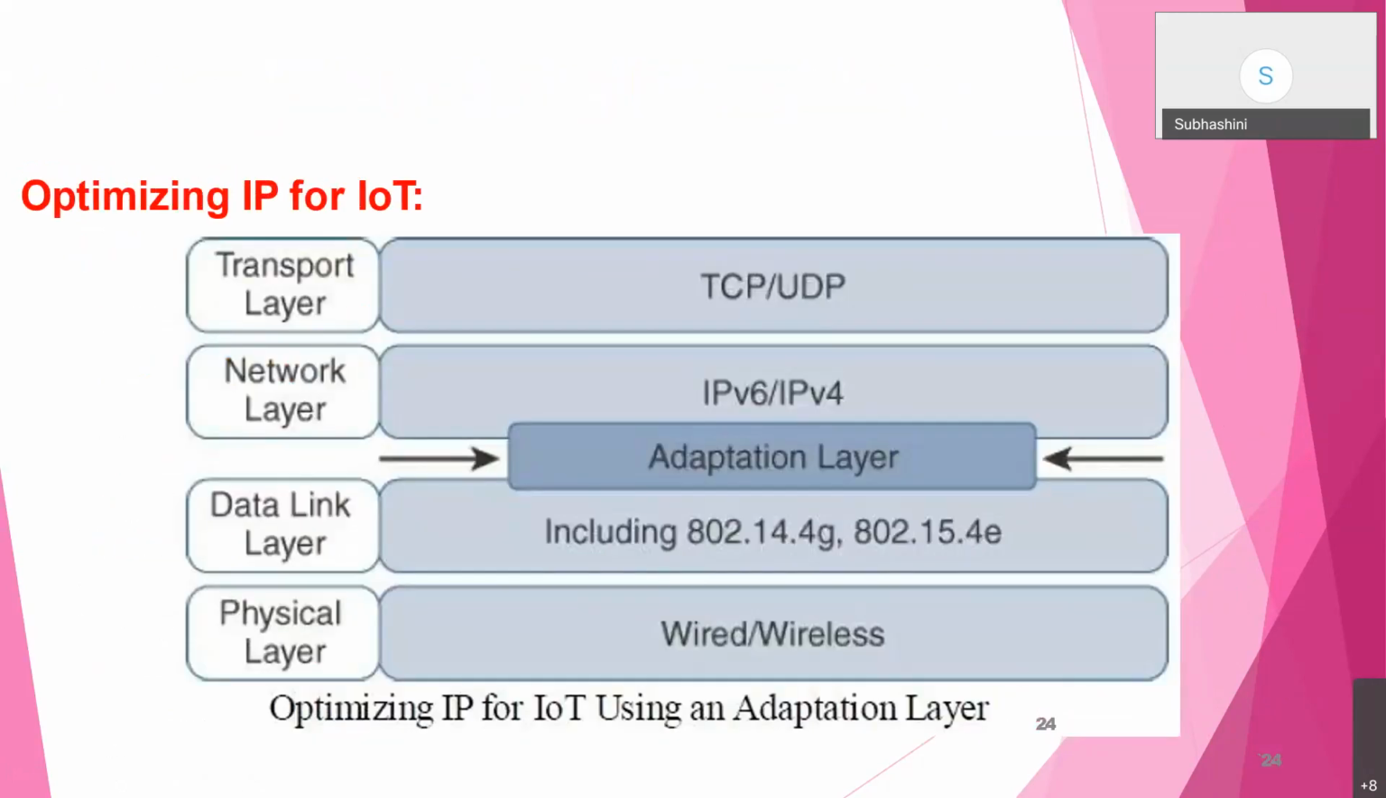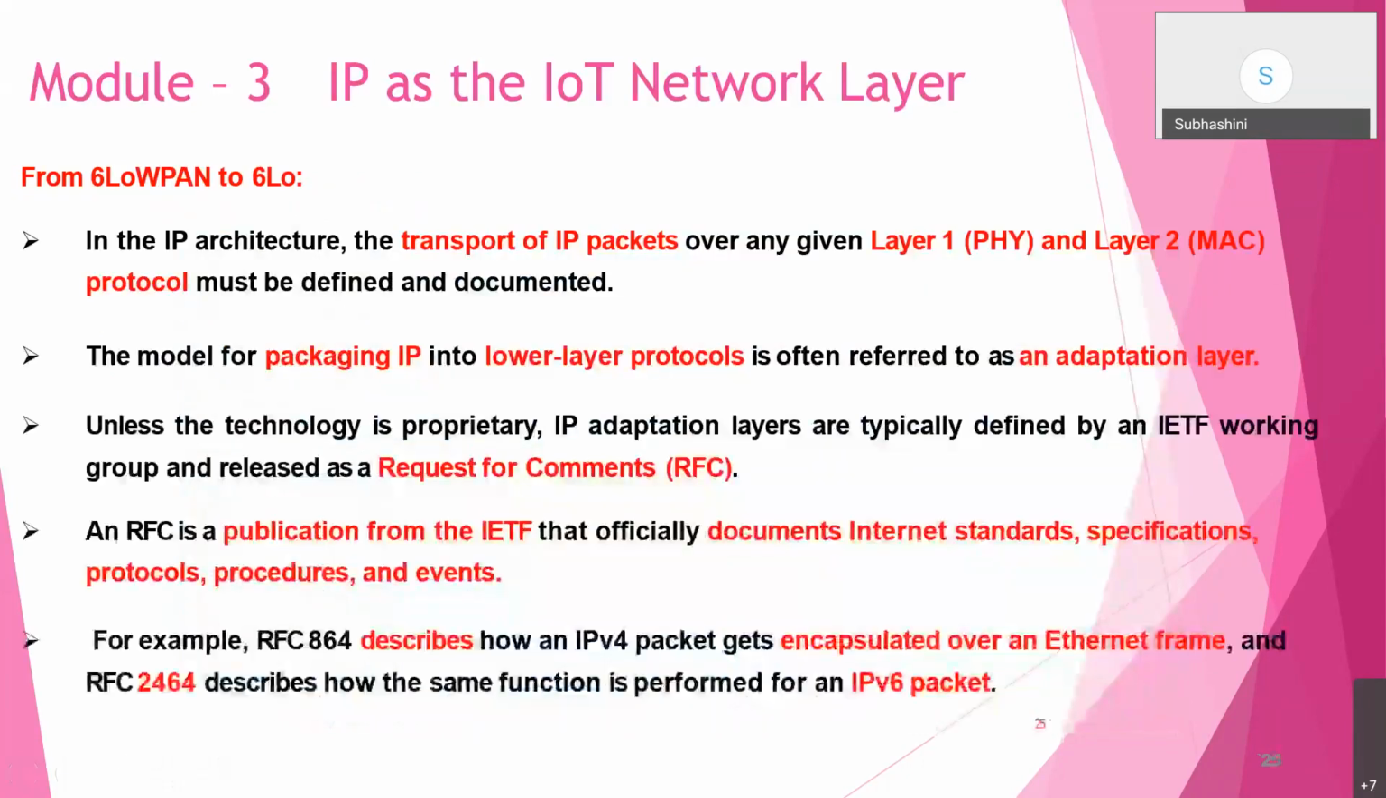Coming to the picture, please observe here. What is the role of this adaptation layer? What does it do? The adaptation layer resides between the network layer and the data link layer. It optimizes IP for making it available to the bottom two layers. So IPv6 and IPv4 reside in the network layer, and to optimize them for the bottom two layers, we require the adaptation layer, which resides between these two.